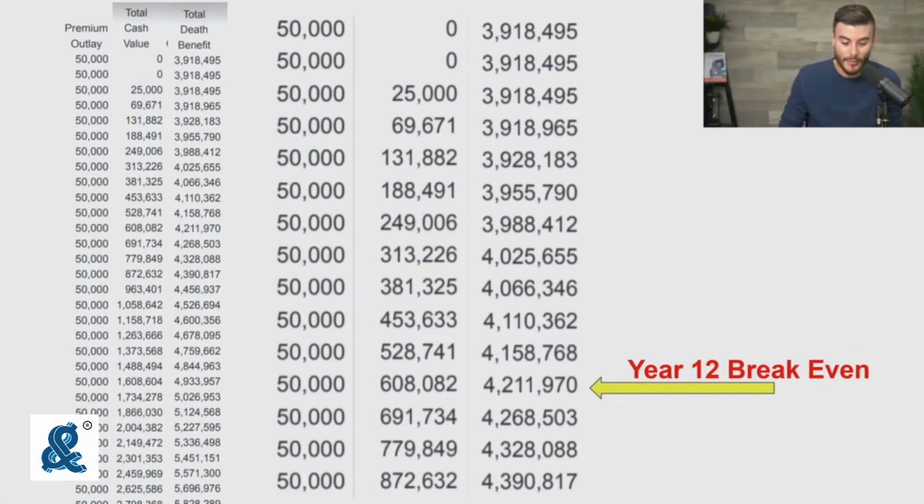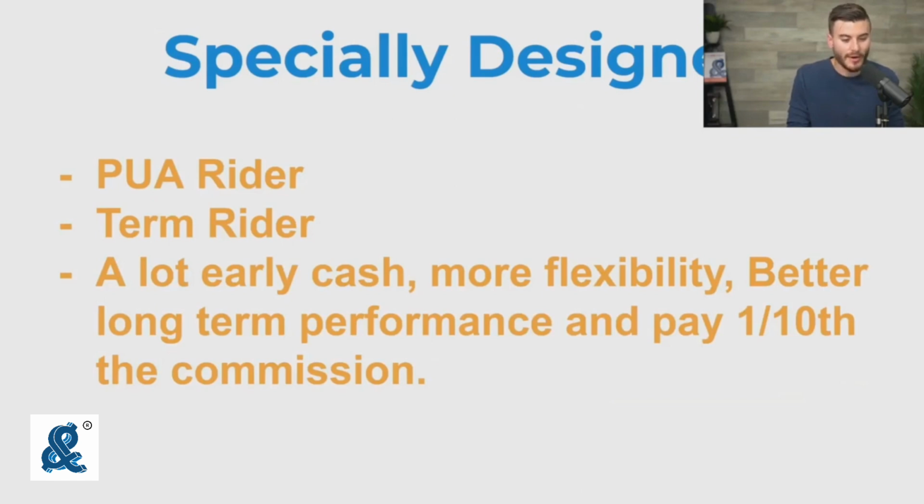I mean, you get a permanent death benefit, you break even after 12 years, and you have different retirement benefits to life insurance. A lot of people say this is fine. I understand that, and it's great. But a specially designed policy usually has some type of PUA riders or term riders. The key thing when you specially design a policy is you have a lot more early cash value, more flexibility, and better long-term growth. Usually the death benefit is also higher when you hit mortality, when you're supposed to quote unquote die.